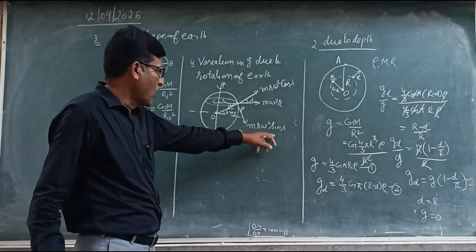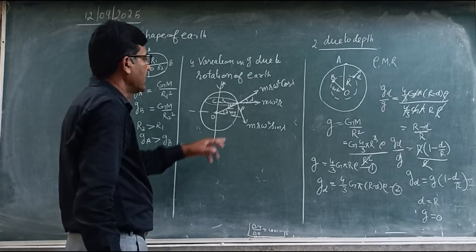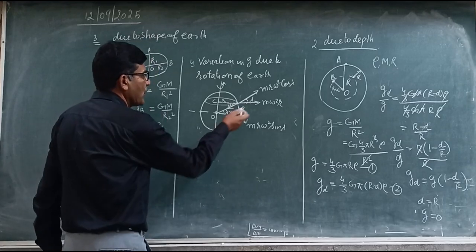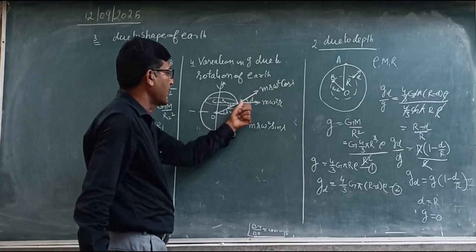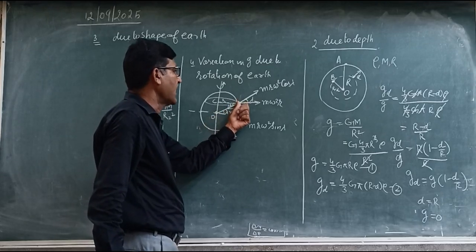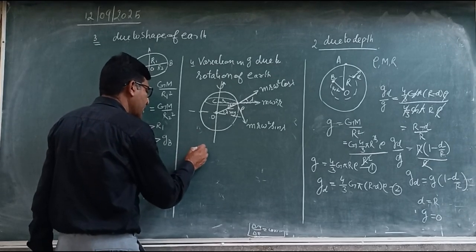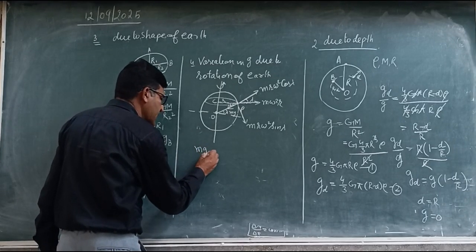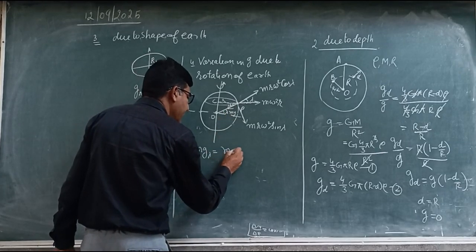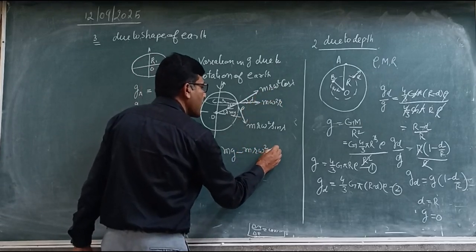So the m r omega square sin lambda is balanced by the weight of the particle, and this force is responsible for this variation. Now you can see two forces are acting on the particle. One is the weight, that is mg, and the other is m r omega square cos lambda. So the effective weight, mg lambda, is equal to mg minus m r omega square cos lambda.